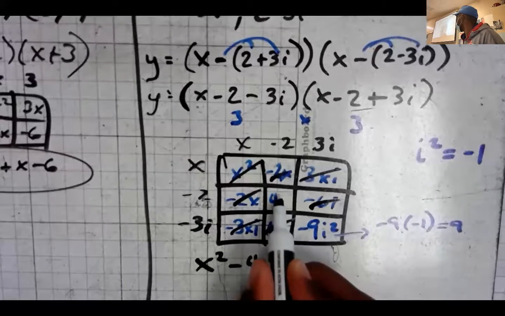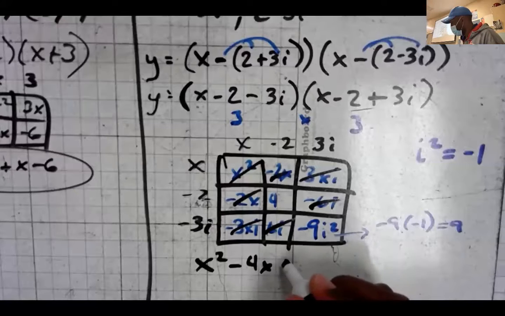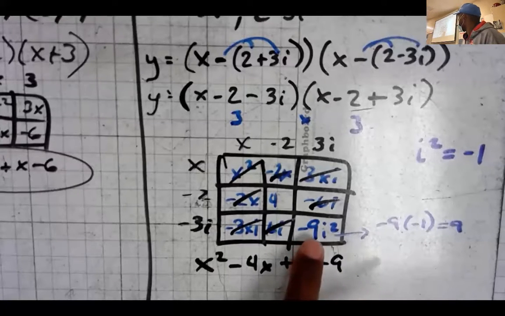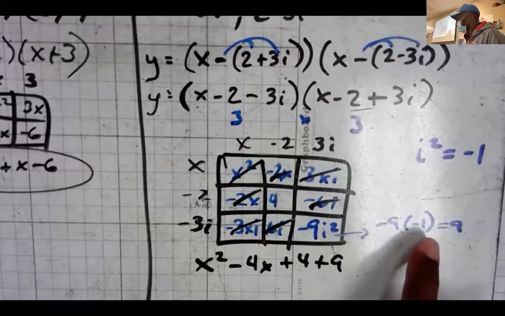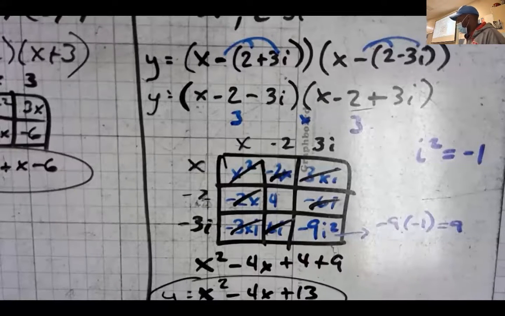Okay, now I've got 4 and 9, and I'm going to write this out just so you guys can see it. Plus 4, and then plus 9. And remember, the 9 came from negative 9 times negative 1, because i squared equals negative 1. Okay, so then add that up. x squared minus 4x, and then add these two, gives me 13. And there's my equation.